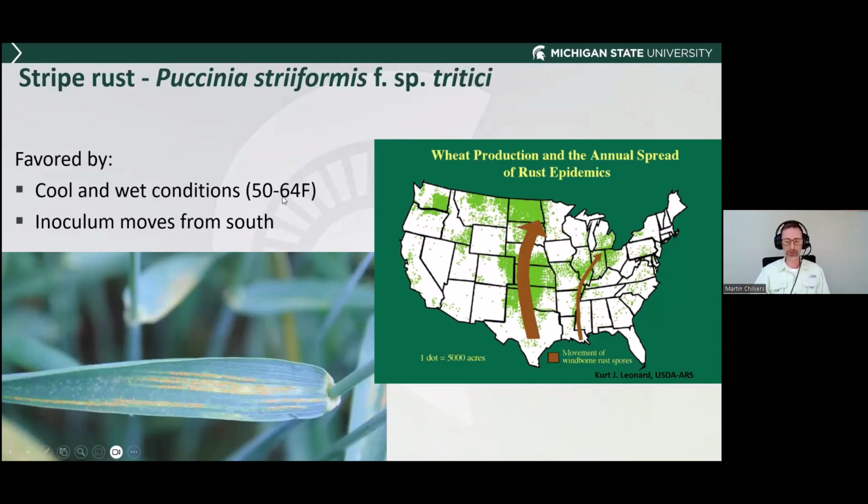Generally this disease is favored by cool and wet conditions. Inoculum, however, for all of these rust diseases moves up from the south every year. It doesn't typically overwinter up north. It needs living green tissue to survive on and moderate temperatures. So we see development down south and it moving north. That's good because we can watch maps and keep an eye on what is coming. So that's somewhat helpful.